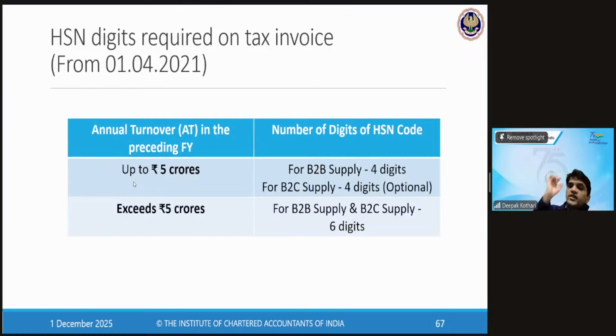Okay. So every invoice, you have to mention the HSN code. How many digits of HSN code will you mention? In the preceding year, if your turnover crosses 5 crores, then for any B2B supplies you will mention a 4-digit HSN code. For B2C supplies, you don't have to mention. But if your turnover crosses 5 crores, then you have to compulsorily mention a 6-digit HSN code.